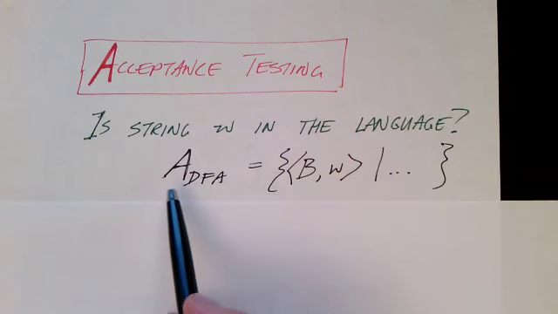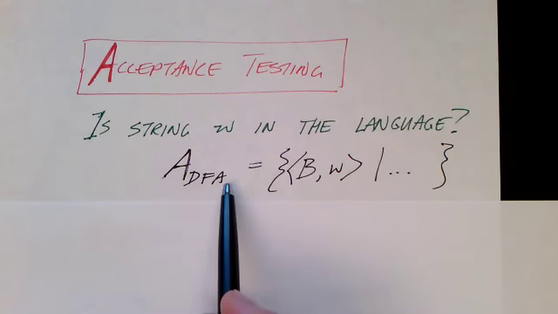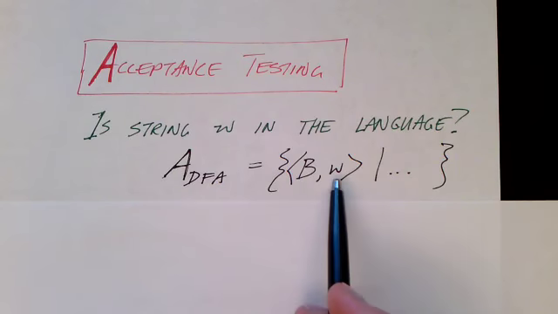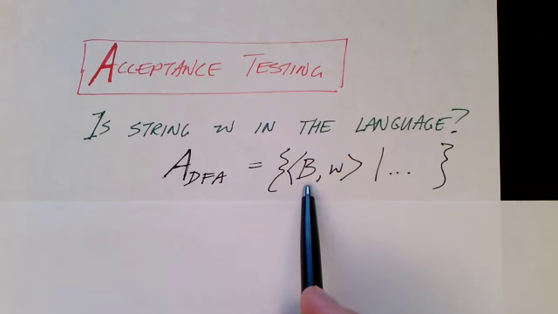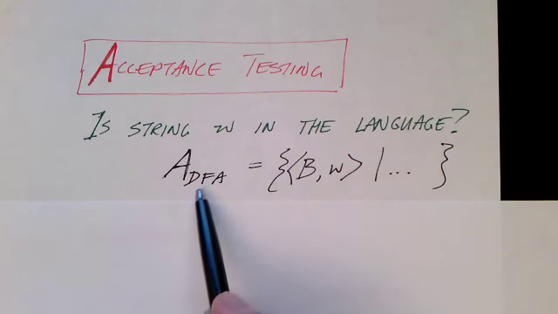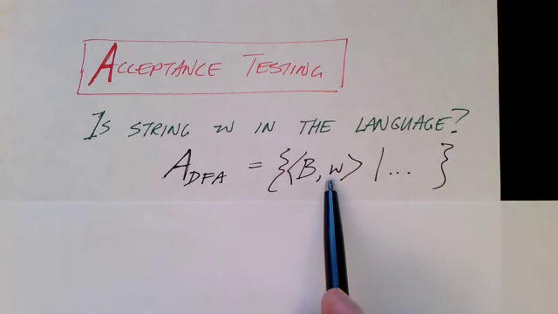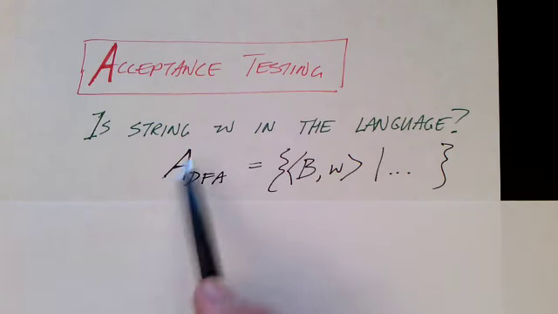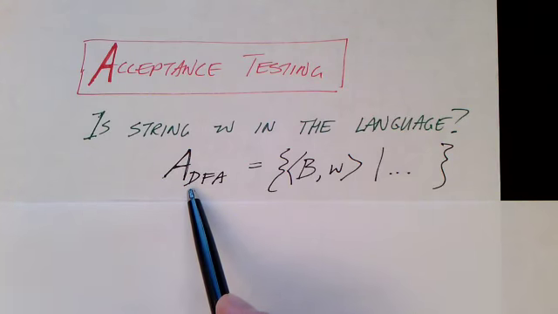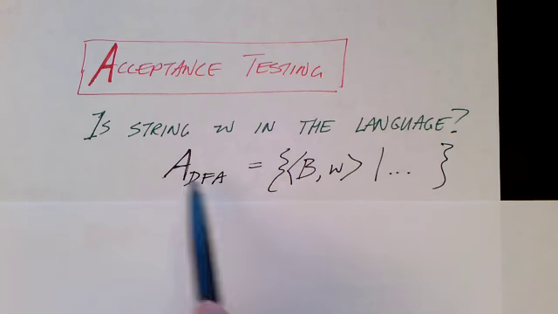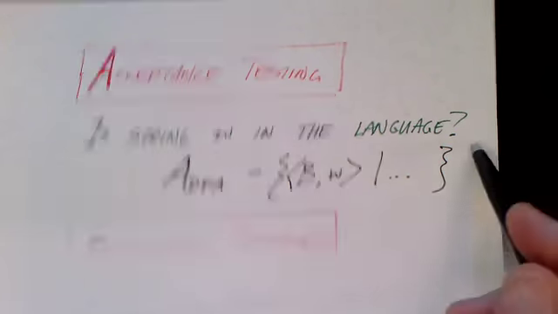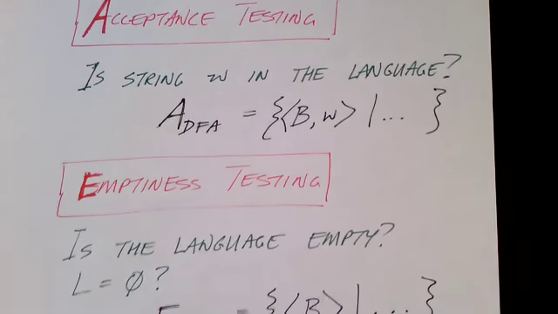And remember, we had the set A sub DFA to test whether a string W was accepted by a particular deterministic finite state automaton. We also looked at non-deterministic finite state automata, and we also looked at regular expressions. So we were asking, do they accept a particular string W? And so that is the acceptance problem, and we'll use A going forward as a symbol for problems regarding acceptance. Is a string accepted? We can also ask about the emptiness of a language.